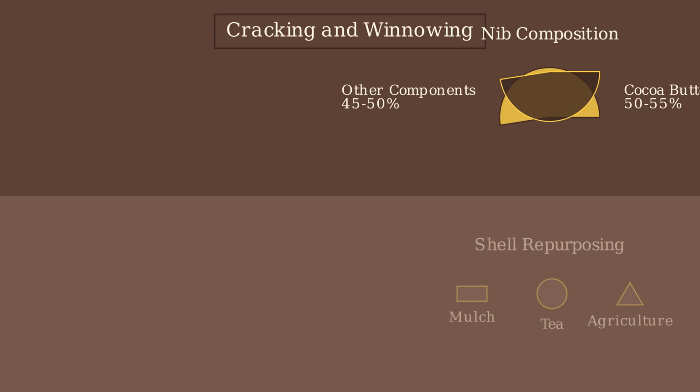The discarded shells aren't wasted. They're often repurposed as mulch, used to make cocoa tea, or utilized in various agricultural applications. With the nibs separated and ready, they now contain all the essential components needed for the next stage of chocolate production, grinding and conching.